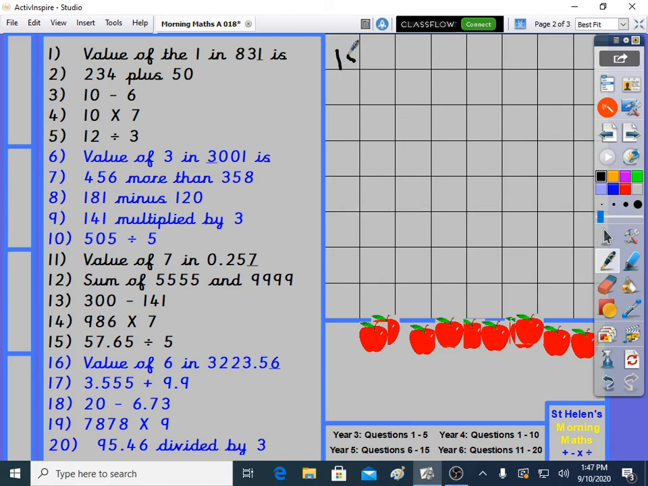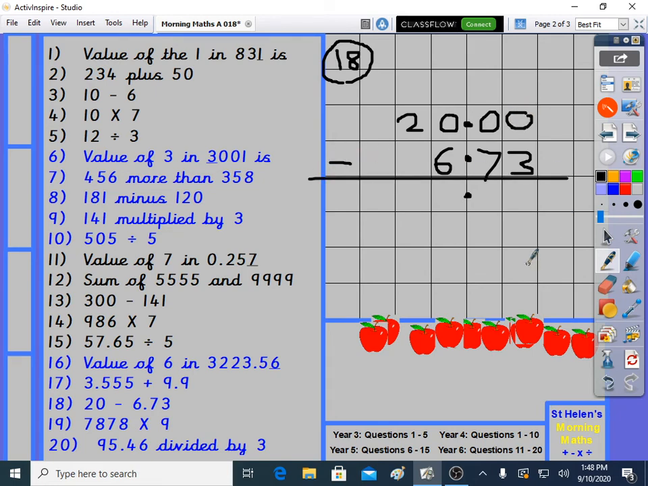Question 18. You know the way I check every question I do by saying something or other, don't I? I do some kind of check. You should get into the habit of doing that. 20 is bigger than 6 and a bit, but we'll only be able to take away 6 and a bit if we give 20 a decimal point as well. Then we can do 6 and the 73, the 0.73. Place some zeros up there. It's a minus. Should be about £14 roughly, shouldn't it, as an estimate?